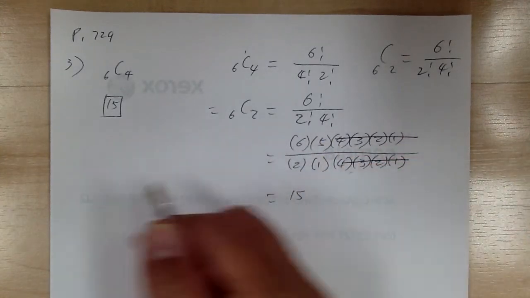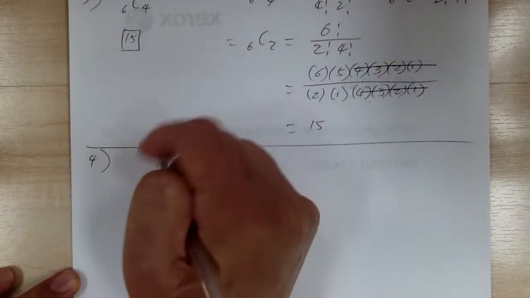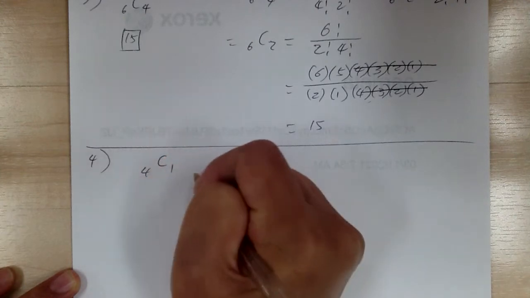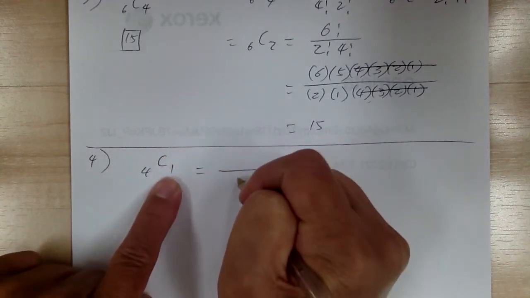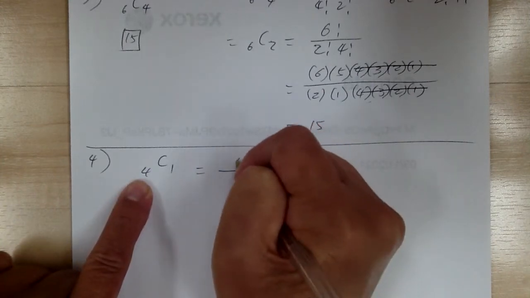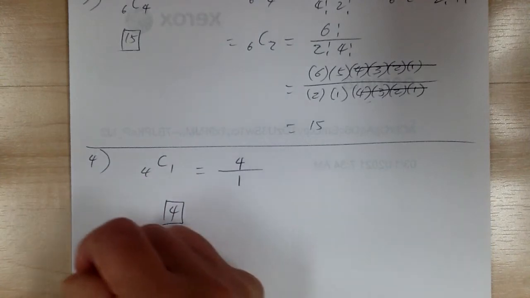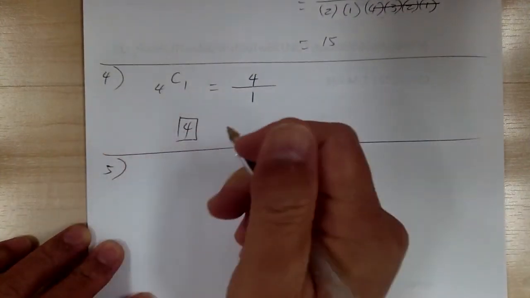Okay, with this technique in mind, we can evaluate the other ones very quickly. Number 4 is 4C1. This will equal 1 factorial on the bottom, 1 number. So 1 number on the bottom gives you 1 number on the top, and therefore the answer is 4.